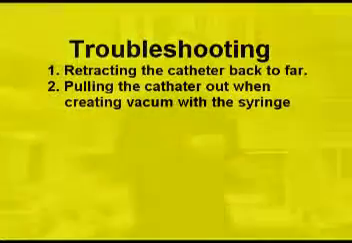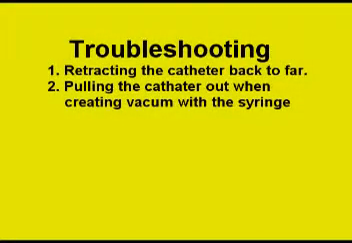The other thing I often see go wrong is sometimes when you're pulling back on the syringe to get your sample back, the negative pressure is pretty strong. People can sometimes tend to pull the catheter out of the lower lung as well. Make sure as you're pulling back that you don't pull the whole catheter out, that you're just pulling on the plunger of the syringe.